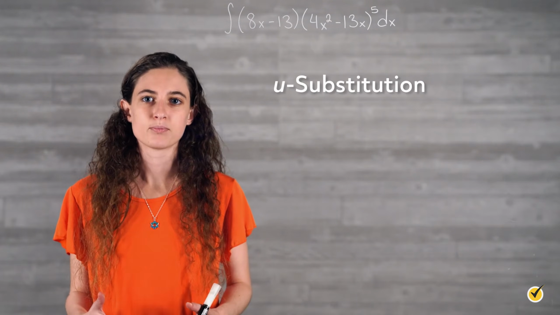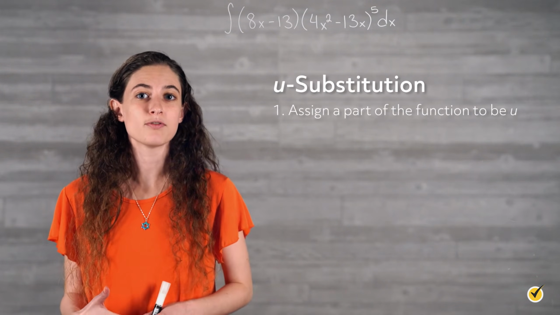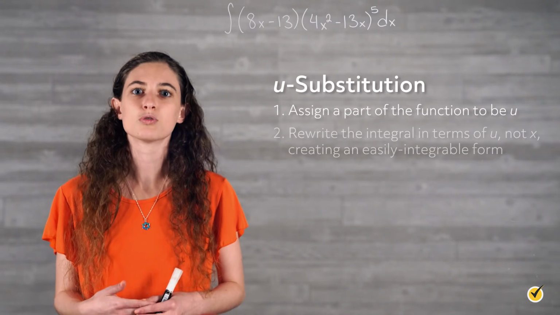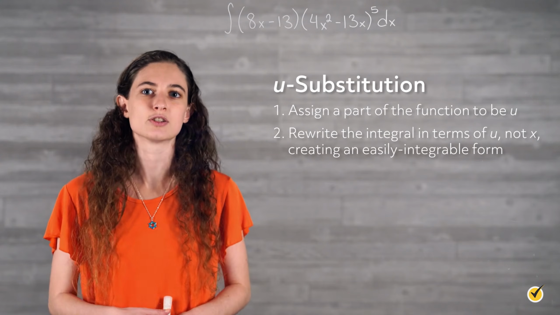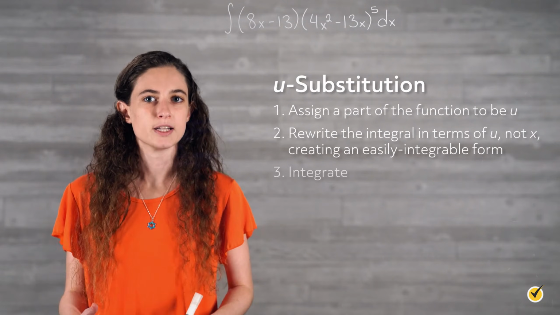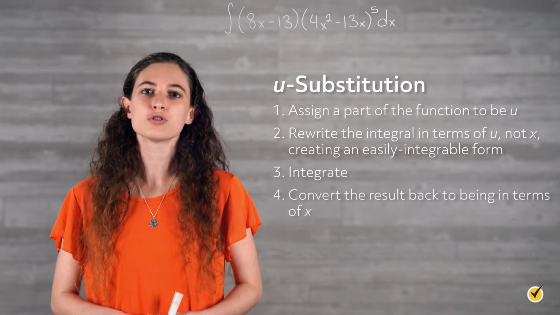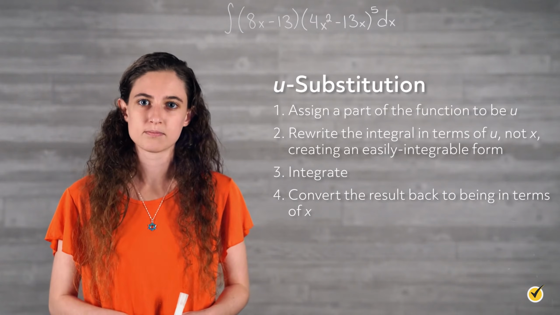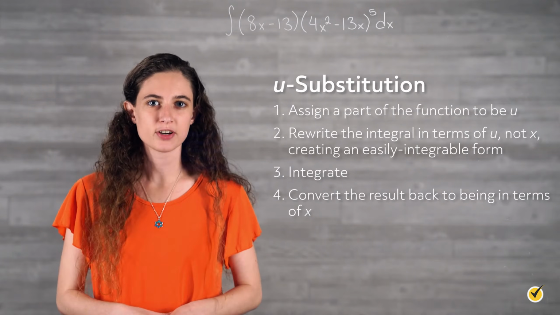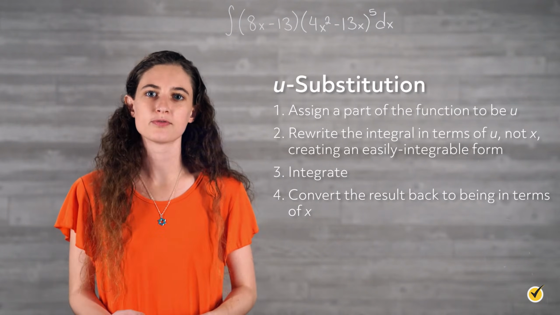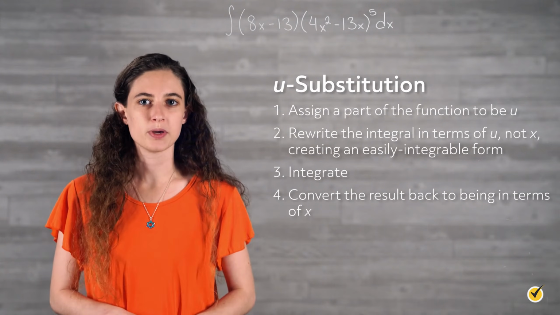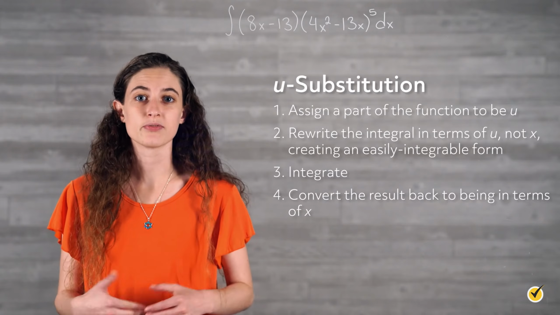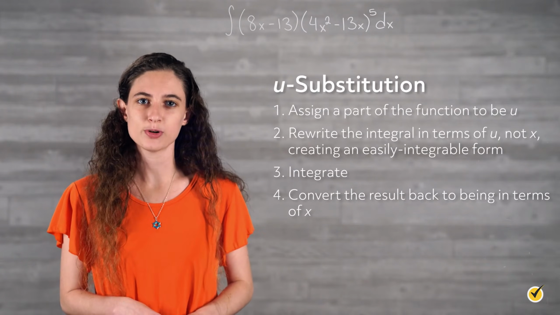So here's the big idea. First, we're going to assign a part of the function to be u. Then we'll rewrite the integral in terms of u, not x, creating an easily integrable form. Then we'll integrate, and finally we'll convert the result back to being in terms of x. First, identify the part of the function that is the derivative or multiple of the derivative of the other. Once this is identified, the other piece will be u. Typically, this involves thinking a little bit ahead and making a choice.